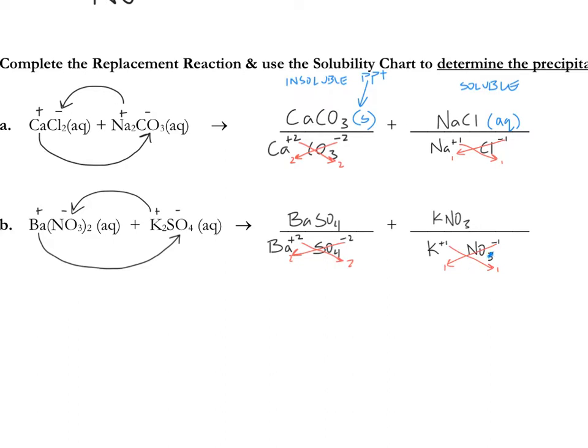So let's figure out which one is the precipitate. Find your negative ion. Nitrate is my negative ion. On your solubility list, if you go all the way down, we said nitrate was always soluble. So that means that this is going to form an aqueous solution. Anything that has a nitrate in it will always be soluble.